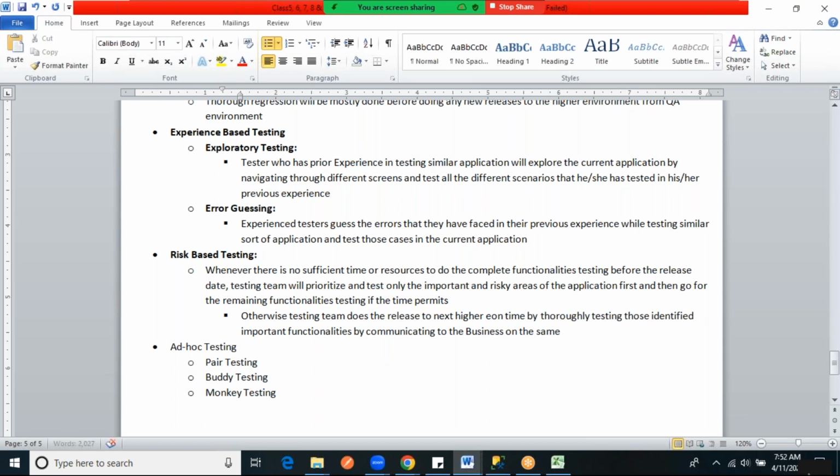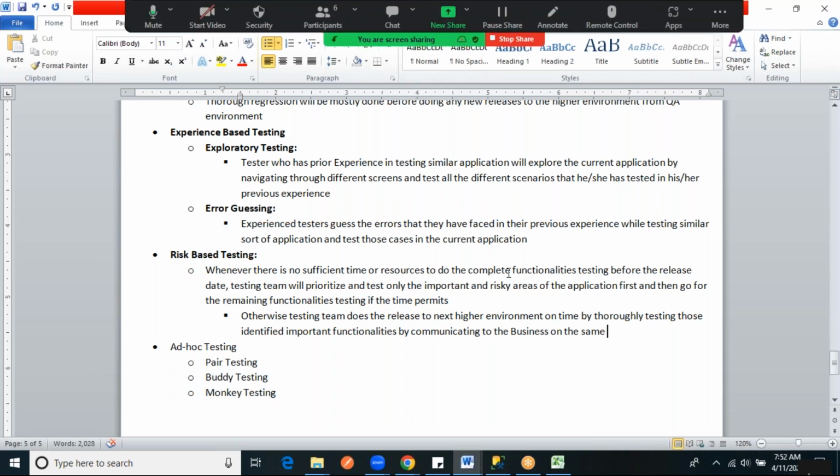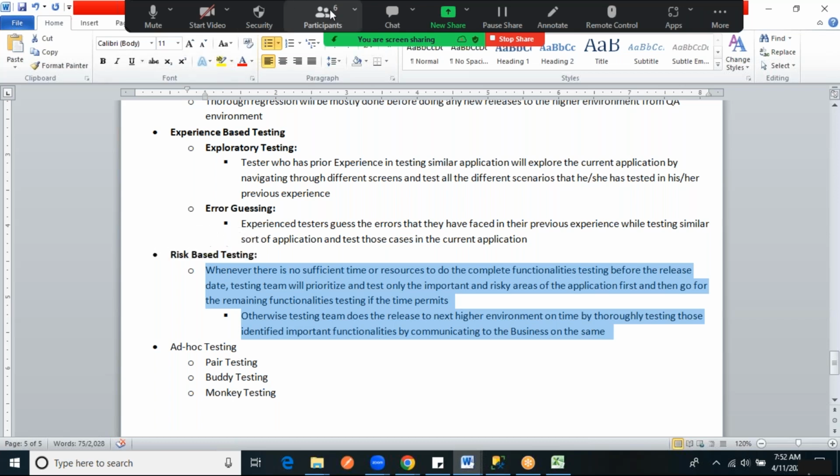Next, higher environment, on time by communicating the same to the business. Okay, and the testing team continues their testing after release, and then confirms to the business. If they find issues, they will do a sub release, or if they don't find any issues, they will just inform them to test the remaining functionalities as well. Clear?